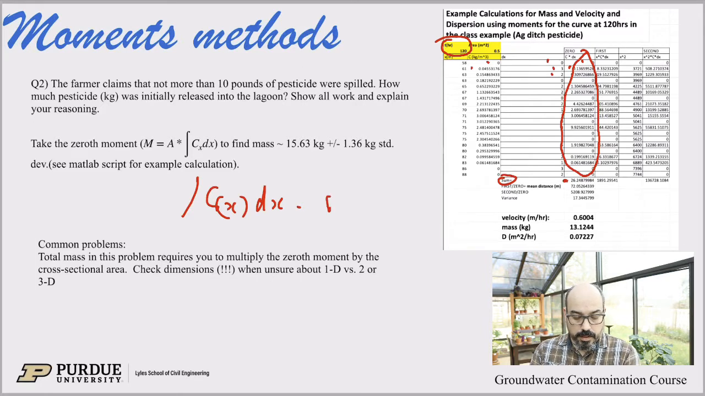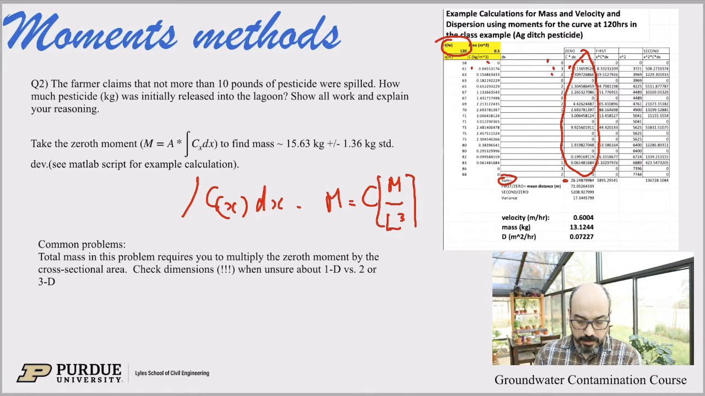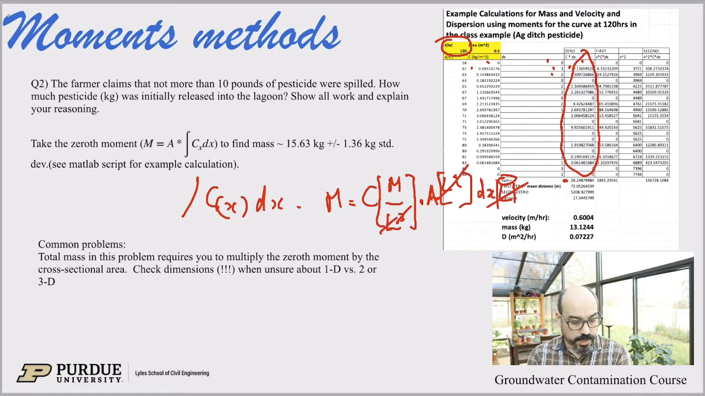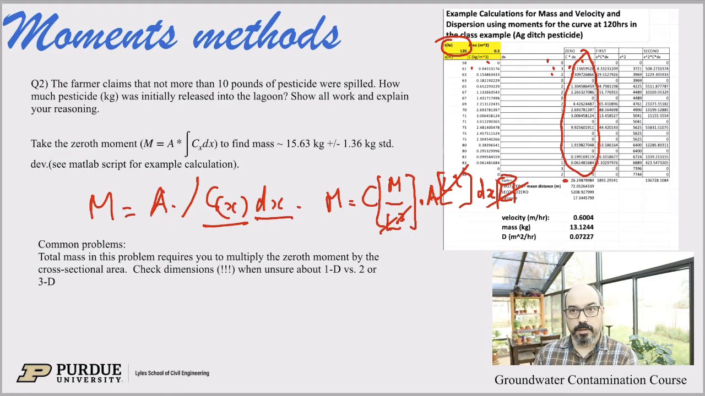So the mass is concentration in mass per length cubed, typically, right? So you have to multiply this by an area in length squared, so that we end up with mass per length times dx, which is in length, right? So that we finish with just mass, right? So if we sum mass per length cubed times length, we still need to multiply by area so that the units work, okay? So this is the reason.